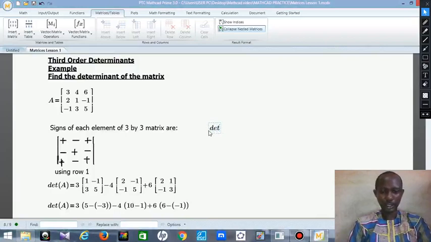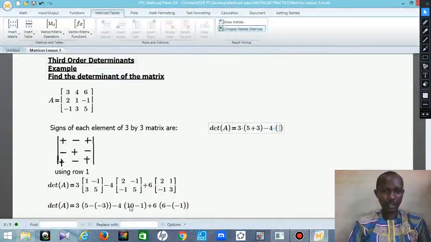So DET, open bracket, A will now be equals to what? Now we are here now, you have 3. Now let's simplify this. Minus times minus, here will give us plus, which is 5 plus 3. You continue, minus 4, you open bracket, so 10 minus 1, this one will give us 9.